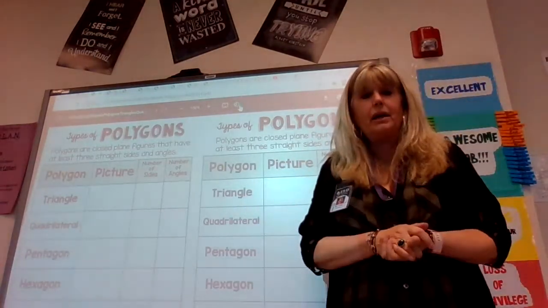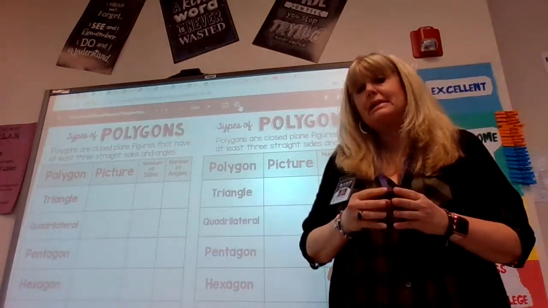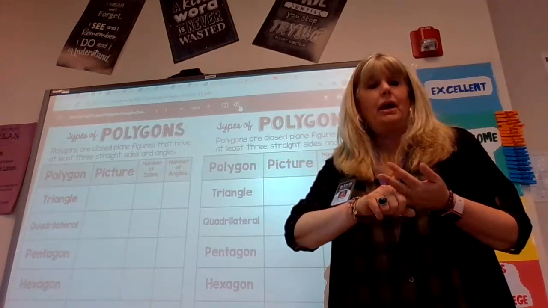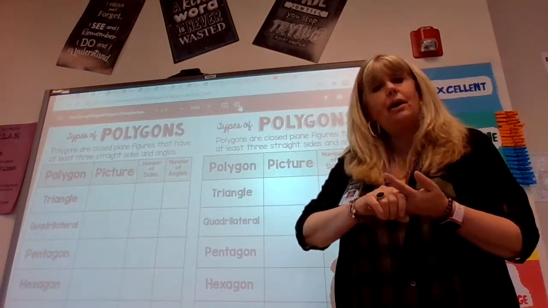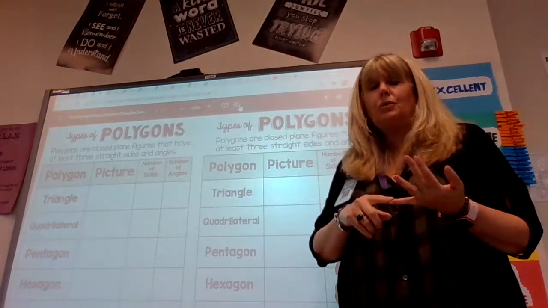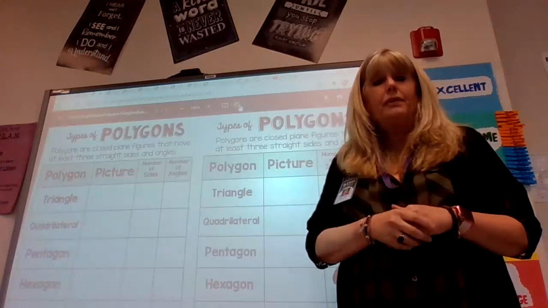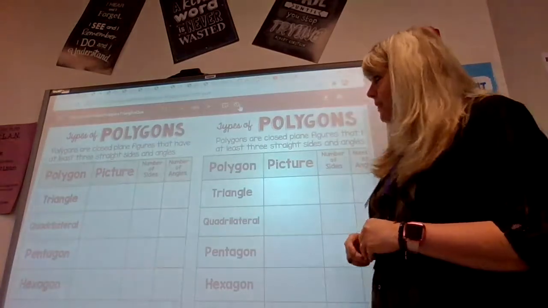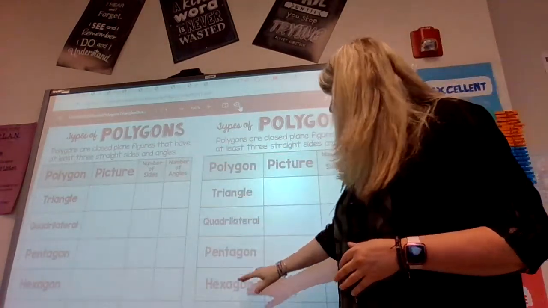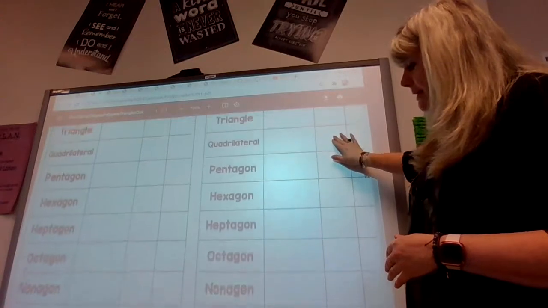And remember, the definition of a polygon: it's a closed figure with straight sides. So a circle is not a polygon, an oval is not a polygon, a heart is not a polygon. But the rest of your 2D shapes, like your rectangles, your square, your rhombus, your parallelogram, those are considered polygons. So this one right here is basically you have triangle, quadrilateral, hexagon, heptagon, octagon, nonagon, and decagon.